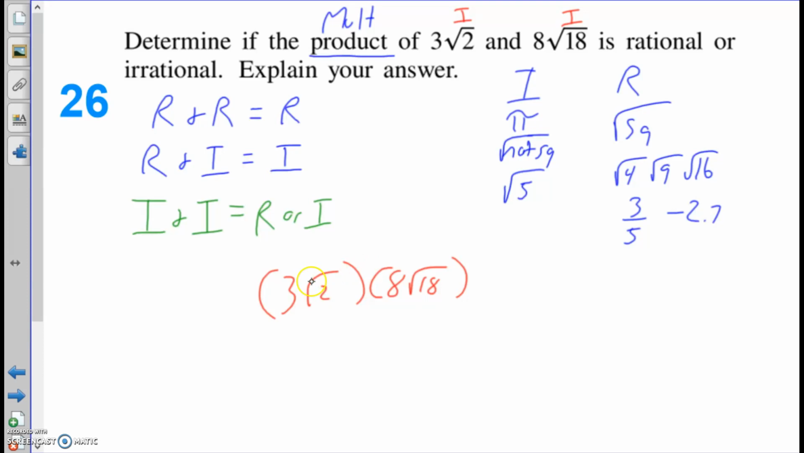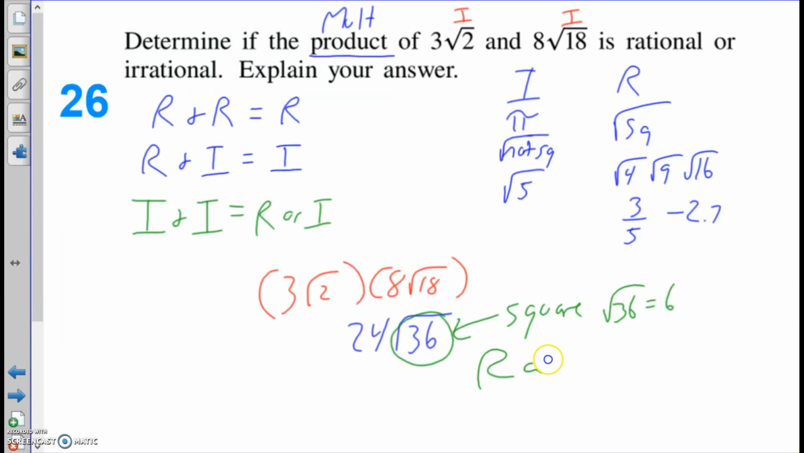And when we multiply things, we multiply their common pieces. So we multiply the outside. 3 times 8 is 24. And 2 times 18 is 36. And so now we need to examine it. Is it rational or irrational? It all depends on the number in here. Is this a square? Yes, it is. The square root of 36 just equals 6. So this is rational.